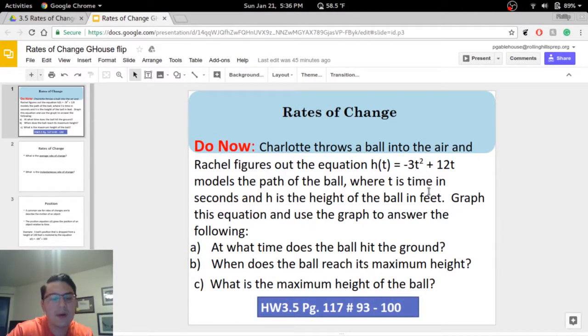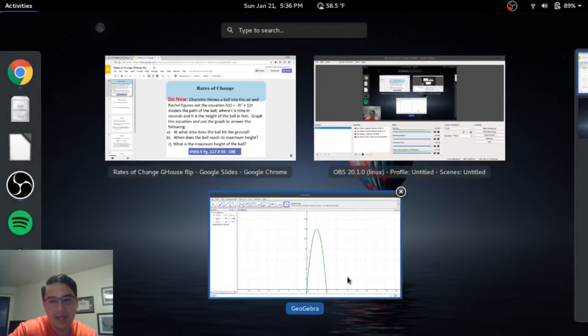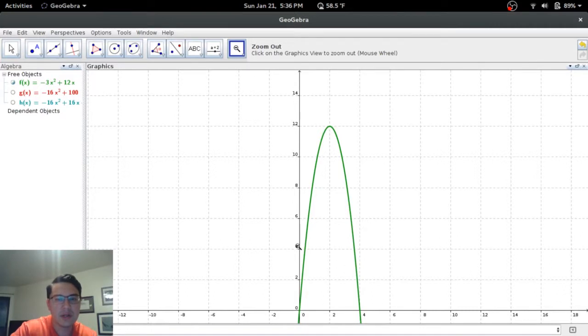Okay, for our purposes, let's assume height is going to be, oh, here it is. Time is in seconds, and height is in feet. Okay. So we actually get a really interesting picture here when we look at the graph of this particular function.